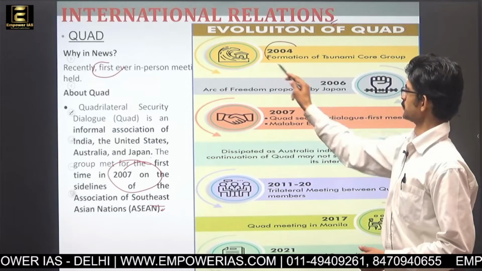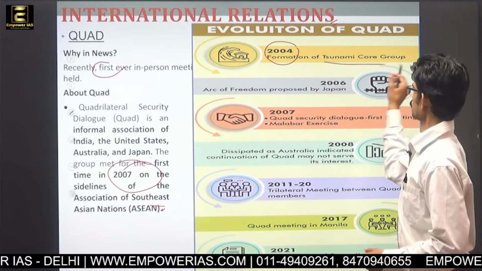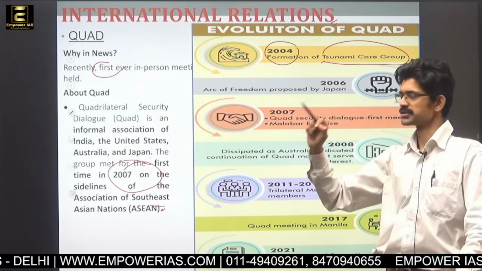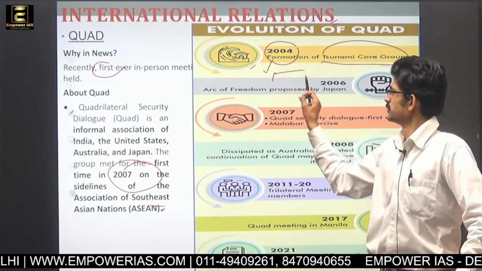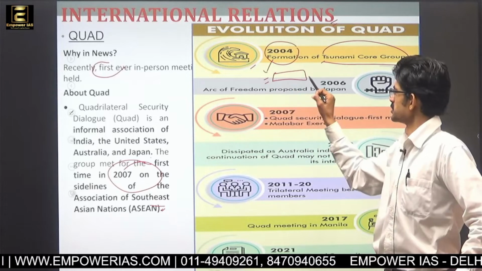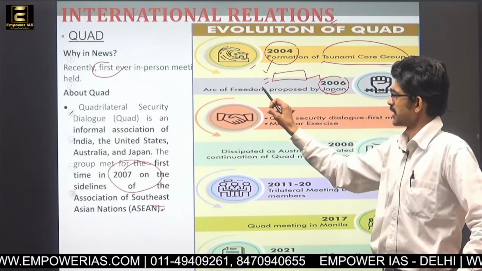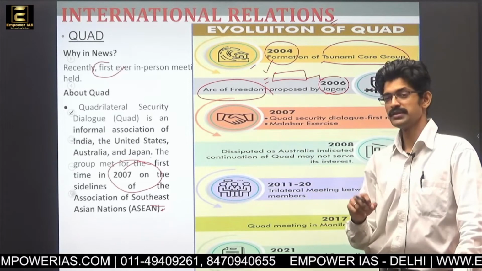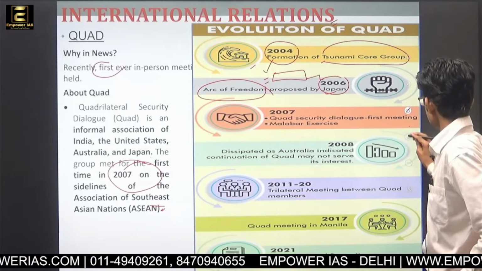In 2004, there was a meeting by the Tsunami Core Group, and that was again a meeting of Japan, India, USA. That again led to the backdrop of the 2006 meeting by Japan as part of the Arc of Freedom proposal. Although we see that there was a hegemonial counter to China.